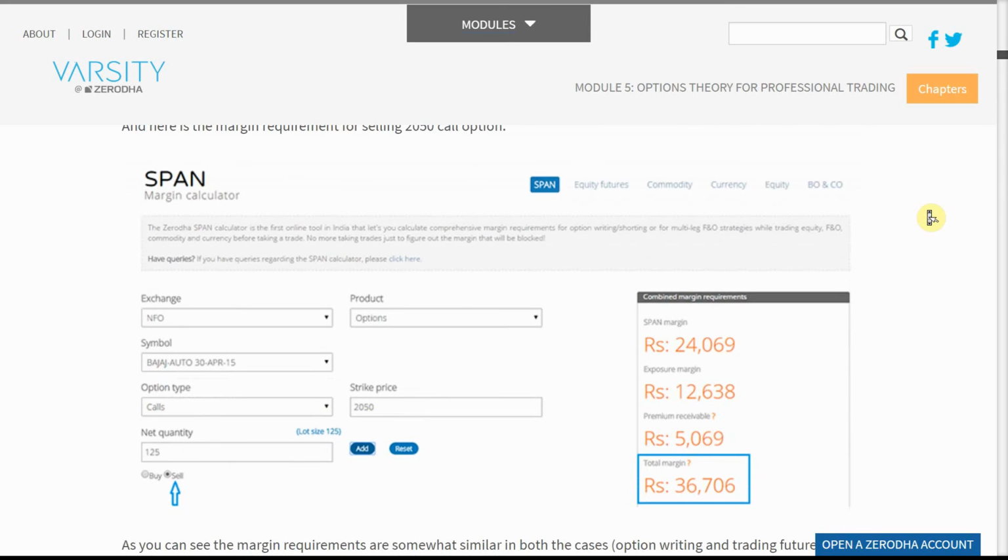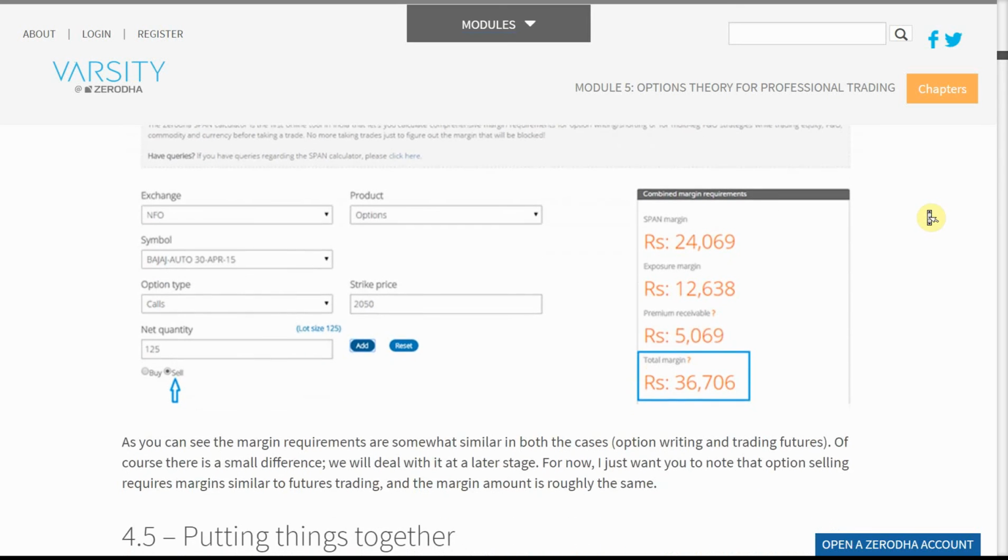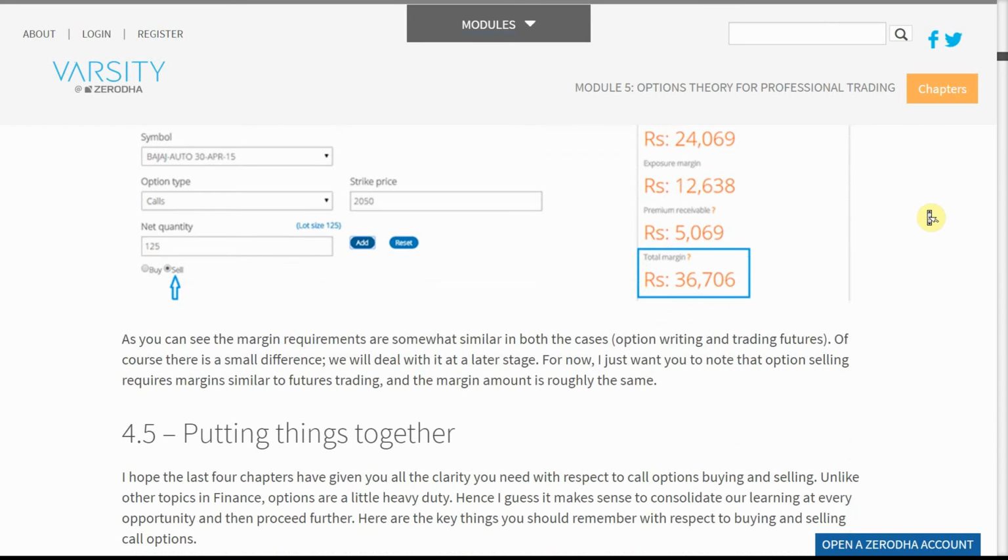For now, I just want you to note that option selling requires margins similar to futures trading, and the margin amount is roughly the same.